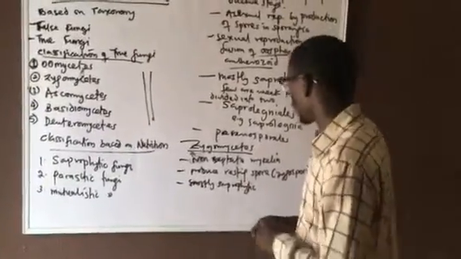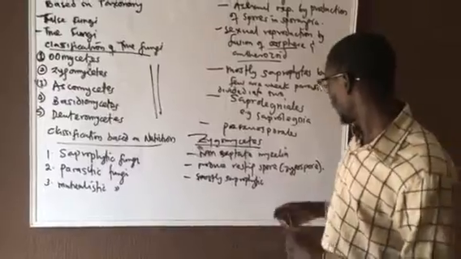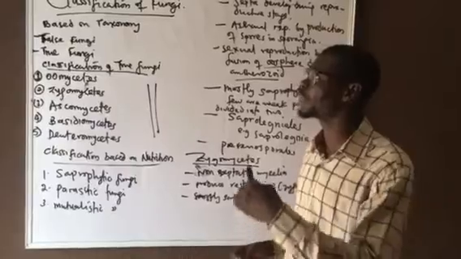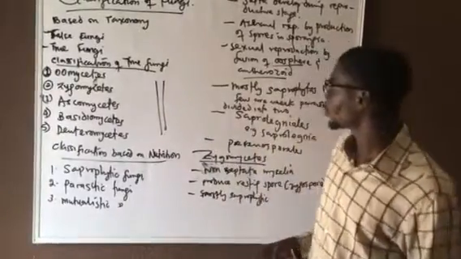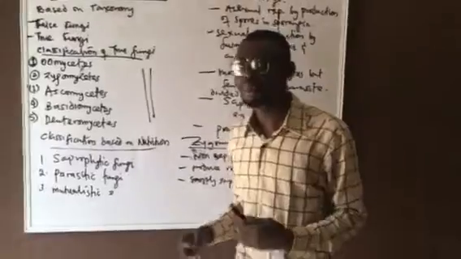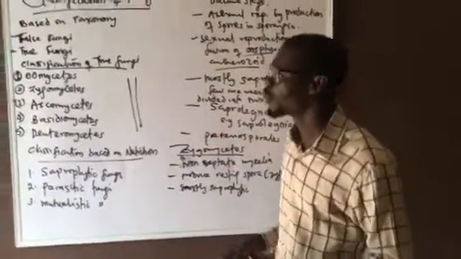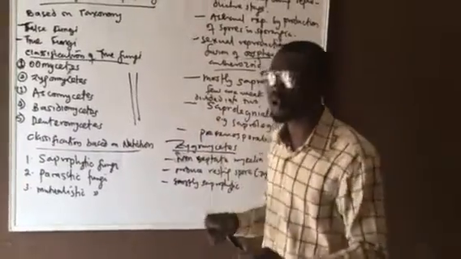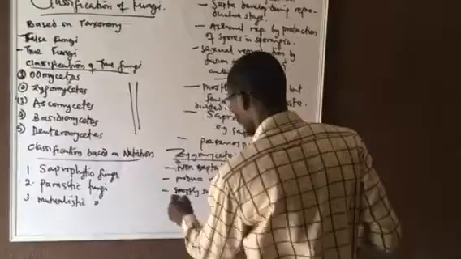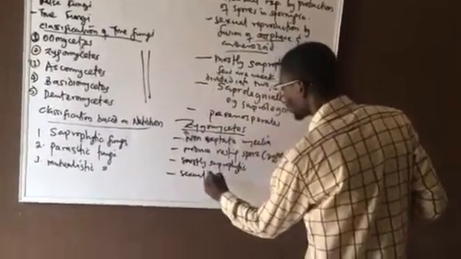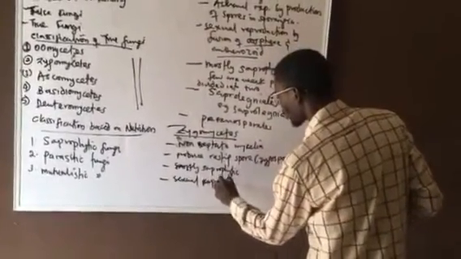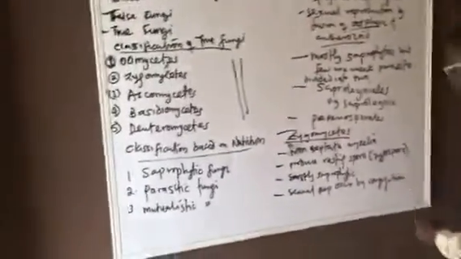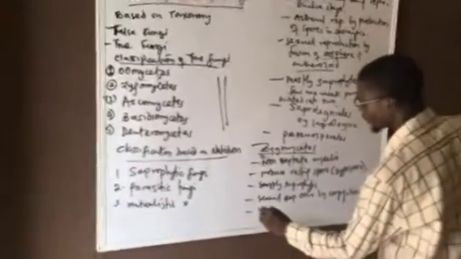This group also produces spores. They produce spores in conidia or sporangia. That is their asexual reproduction. Then sexual reproduction occurs by conjugation, or fusion of gametes.